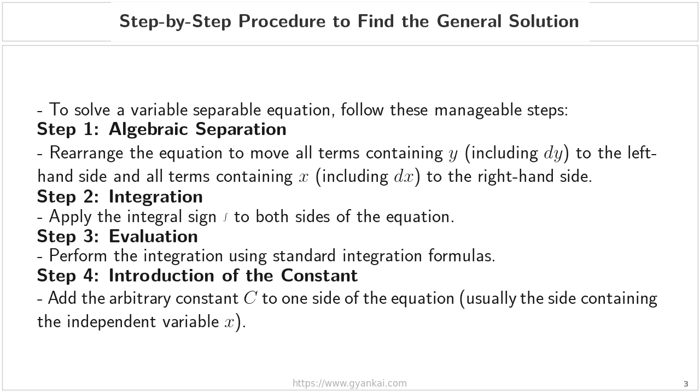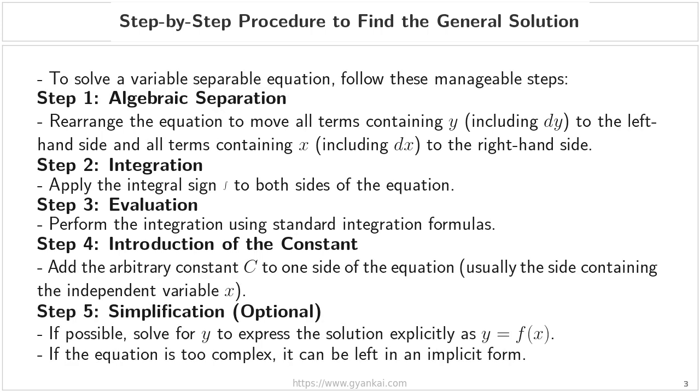Step 4 is the introduction of the constant. This is a crucial step that we'll see in the upcoming examples. As soon as you finish integrating, you must add the arbitrary constant, C, to one side of the equation. Usually, we place it on the side containing the independent variable, which is x.